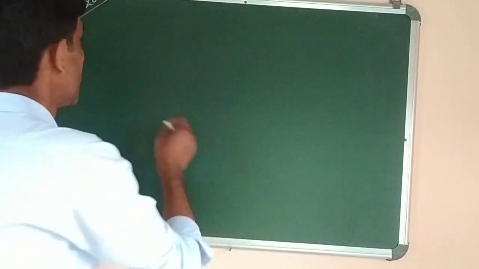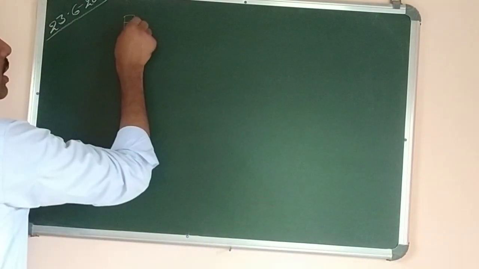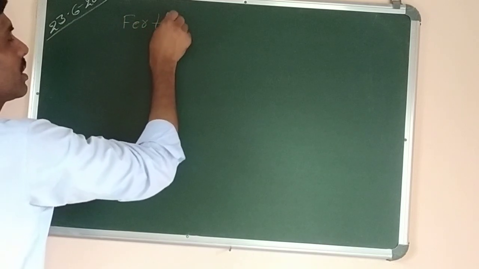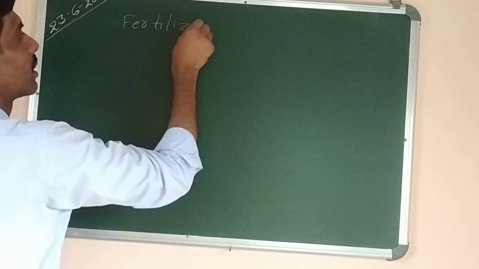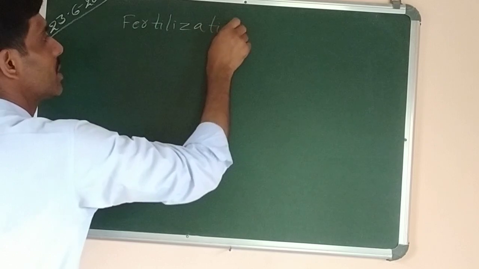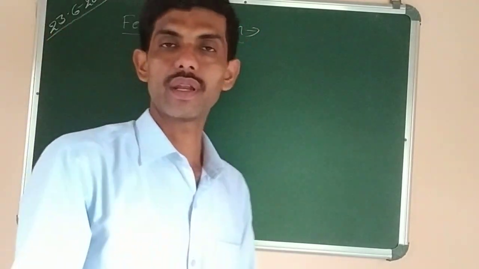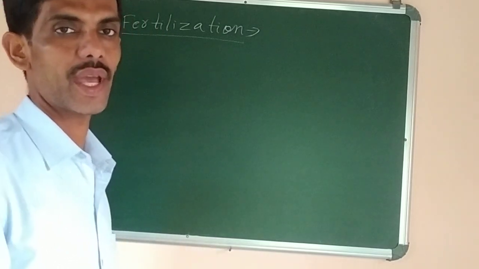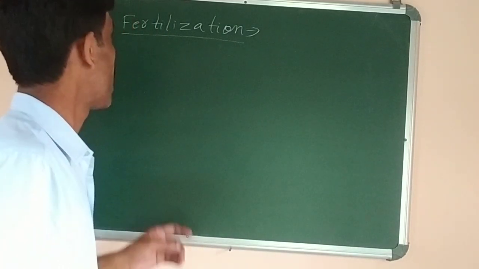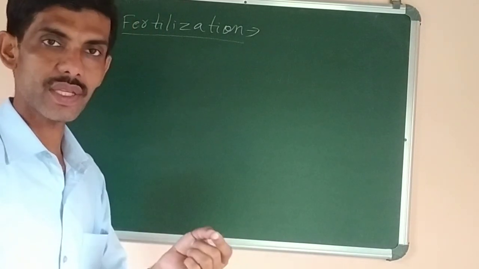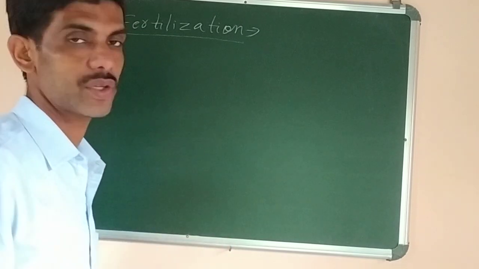Okay, so the next topic which we have to do is fertilization. Till now we have studied what pollination is, then what the agents of pollination are, and how pollination is achieved with the help of different biotic and abiotic agents. Now, what is fertilization? Once the pollens are deposited, first I will write the definition.